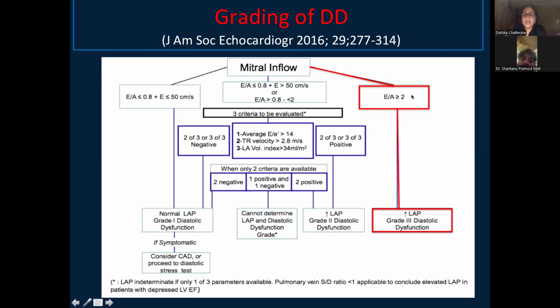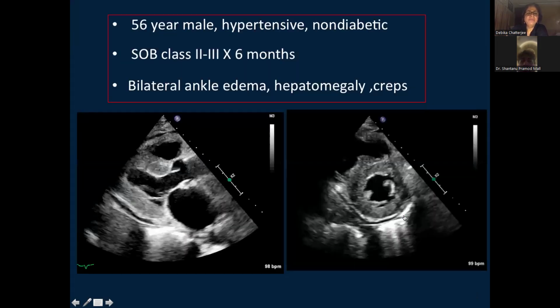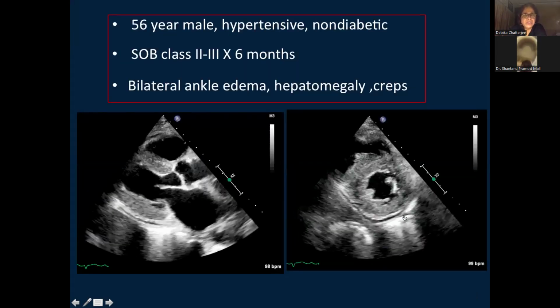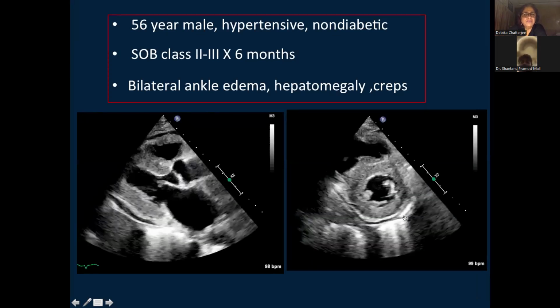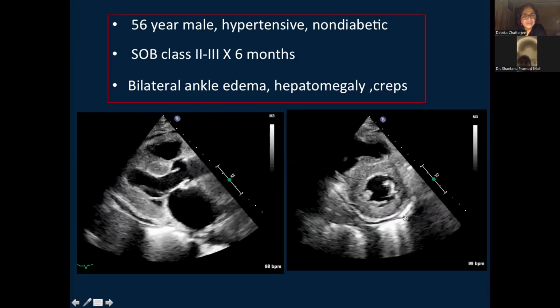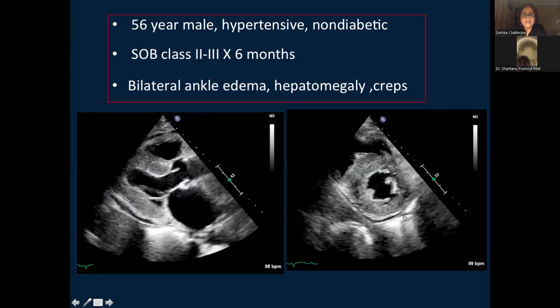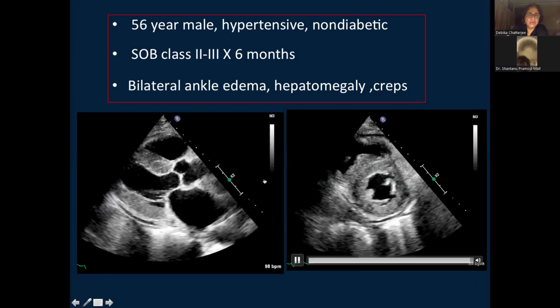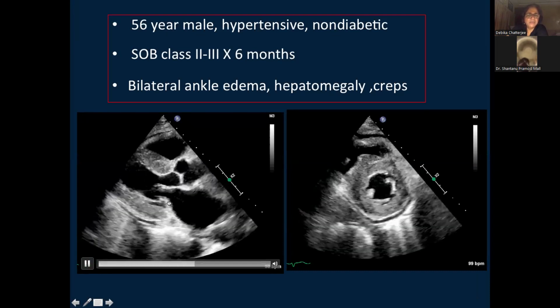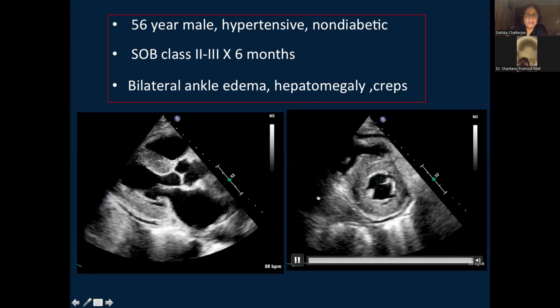This is for a patient who is having myocardial disease with either normal or low EF. So E by A ratio of more than 2, you can say that it's grade 3 diastolic dysfunction with raised LV pressure. Here is a patient, see, 56 years old male, hypertensive, non-diabetic, complaining of shortness of breath for 6 months in class 2 to 3, bilateral ankle edema, hepatomegaly, crepitations. Look, LA enlarged, there is thickening of the myocardium. This is a patient of cardiac amyloidosis.